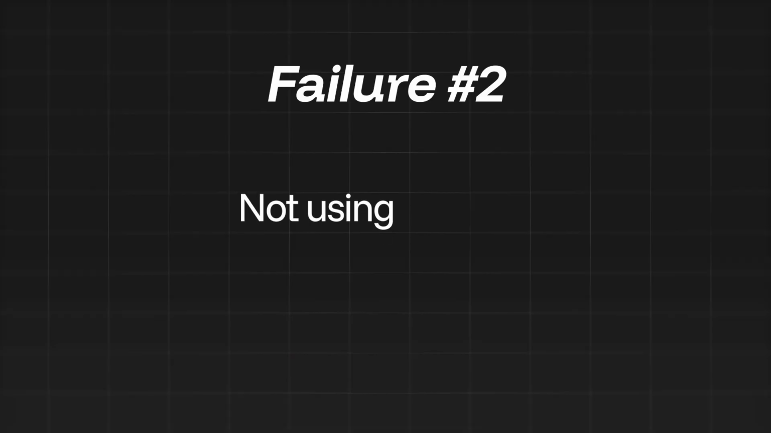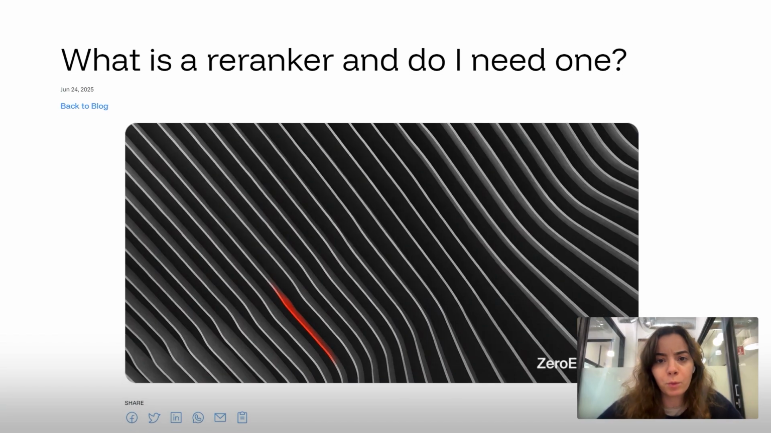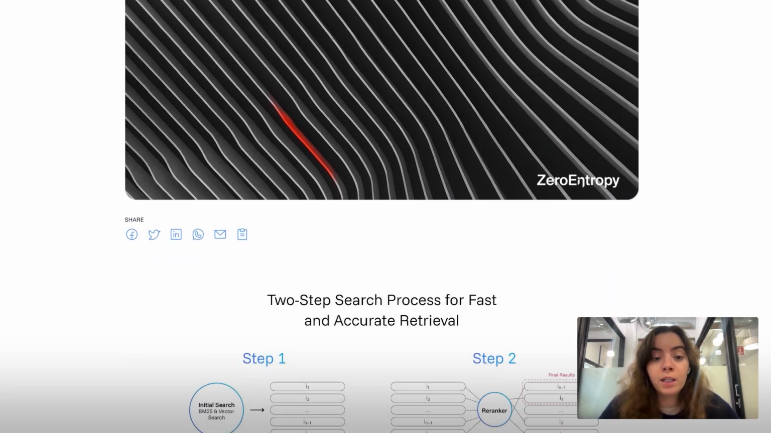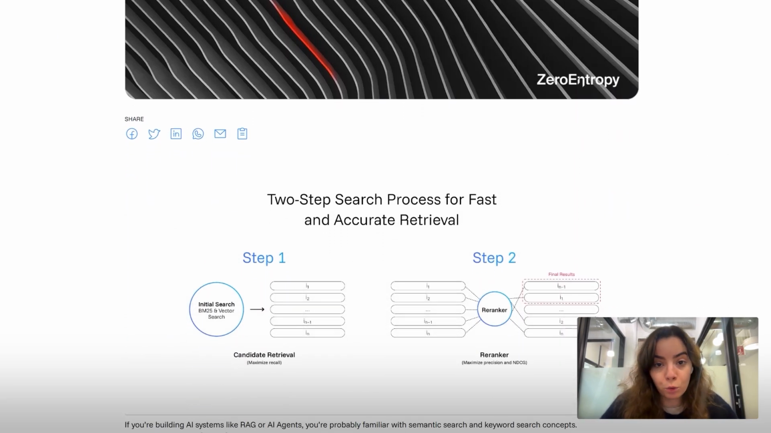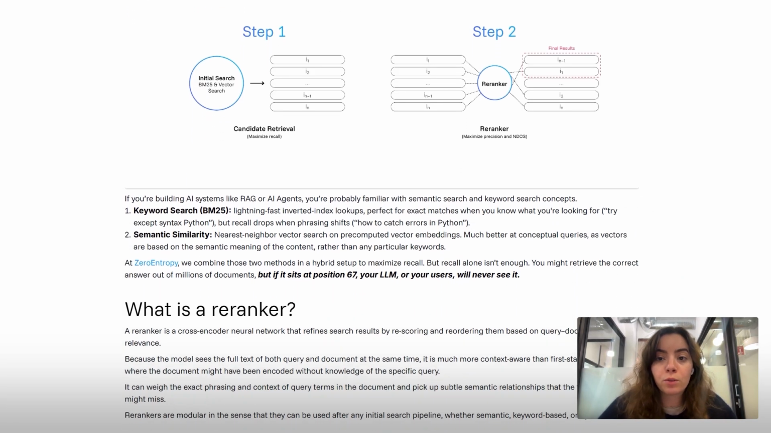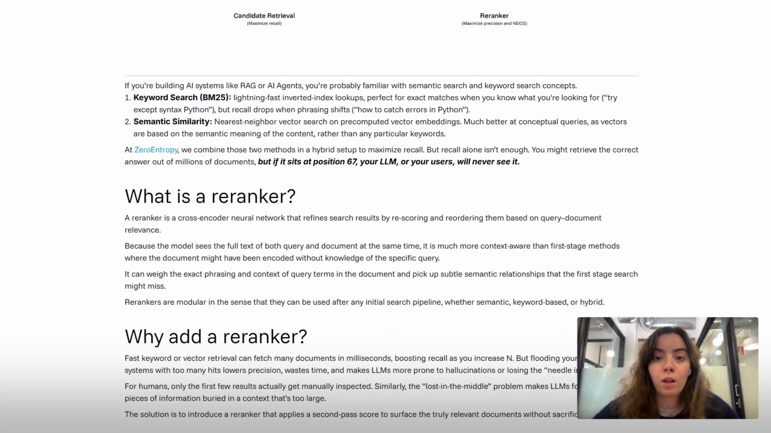The second thing that I hear a lot is people not using a re-ranker model. What is a re-ranker model? A re-ranker model is a model that's going to take your initial first pass search results. So maybe you're going to take your top 100 or top 200 results and re-rank them based on relevance.